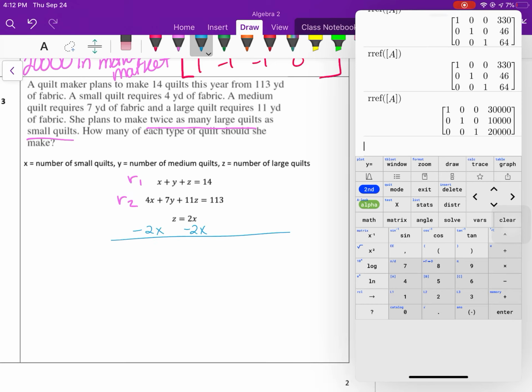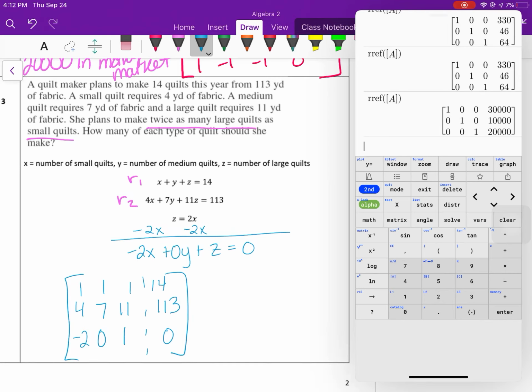So we're going to move the 2x over to the left side. And so we're going to have a negative 2x. But we have to have a y spot, so I like to add the 0y. Because we don't have any y's, we're going to have to put a 0 there, plus a z, and then on the right there's nothing left there. 2x minus 2x is 0. So then our augmented matrix row 1 is 1, 1, 1, 14. And then 4, 7, 11, and 113. Then it'll be negative 2, 0, 1, 0.